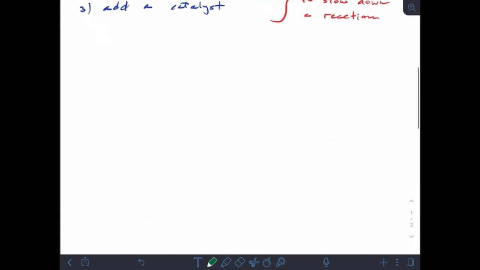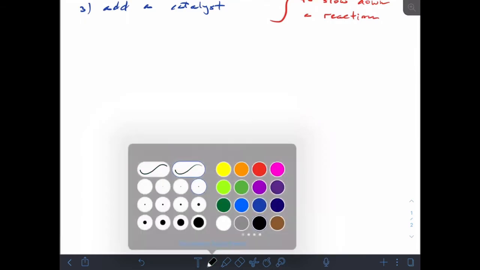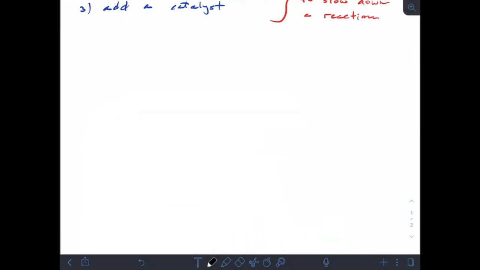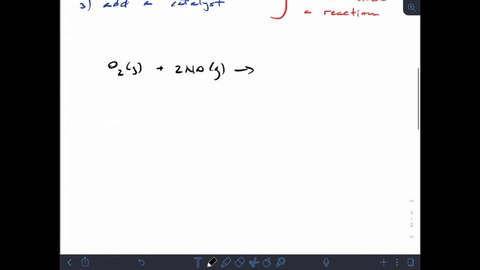So if we have a fairly simple chemical reaction, let's talk about one that is actually relevant to the environment. If we have oxygen gas plus nitrous oxide, which is a main component in car exhaust, it's a gas, it makes a brownish gas, nitrogen dioxide, which is the main component of smog.